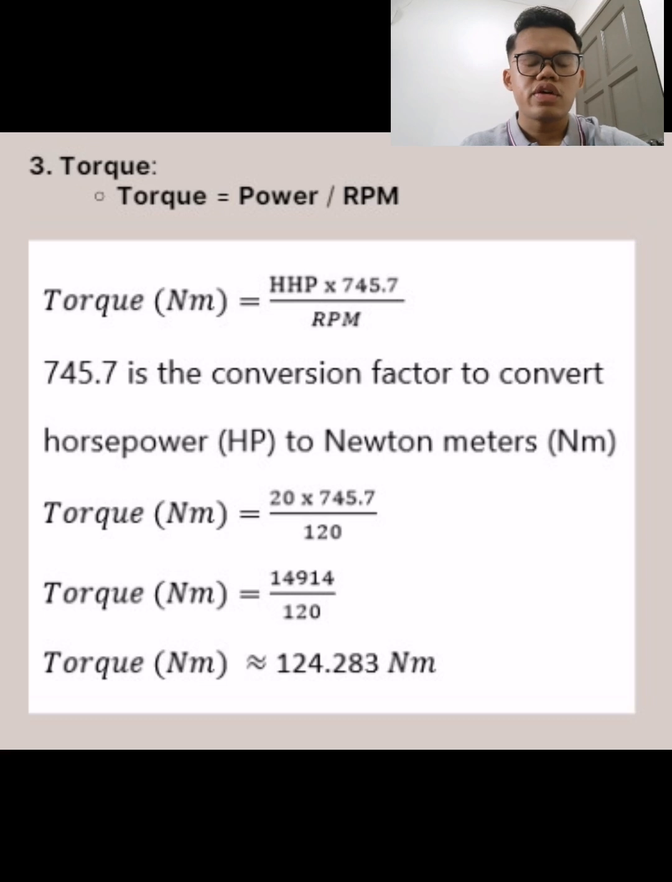Next is about the calculation of torque. The formula is power divided with RPM, which is rotational speed. Then HHP here means hydraulic horsepower, and we will times it with 745.7, which is the conversion factor to convert horsepower to Newton meter. And then the answer that we will get is 124.283 Newton meter.